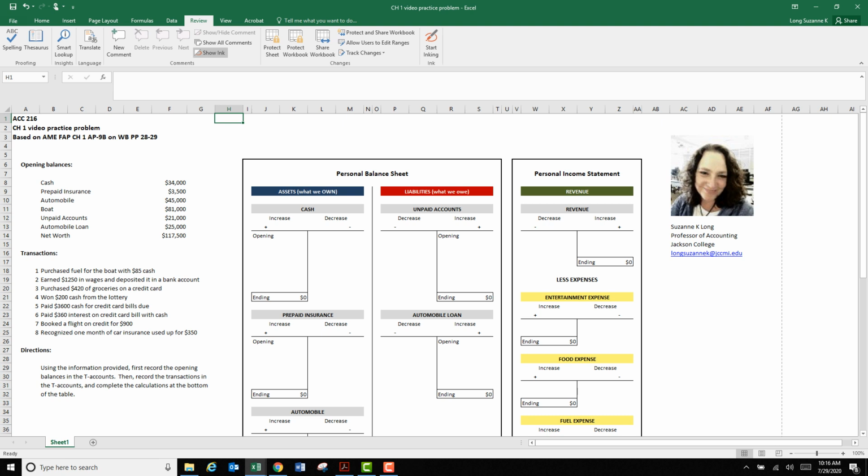And this is me over there. This is a classroom at Jackson College. I remember being in a classroom. Right now it's COVID time, and no classroom.